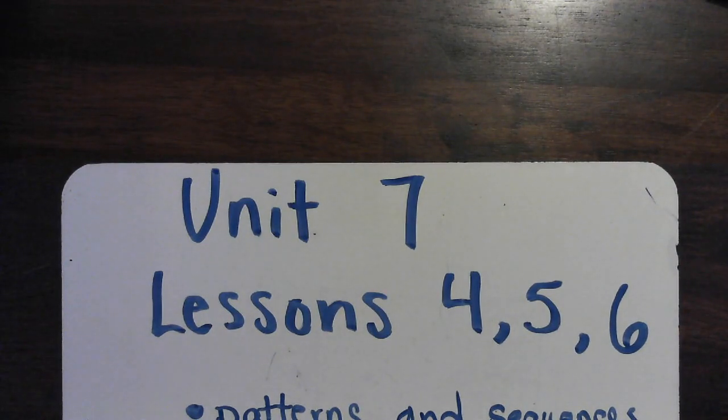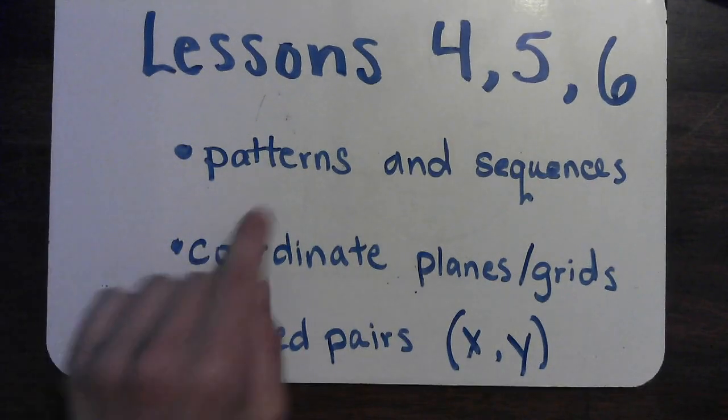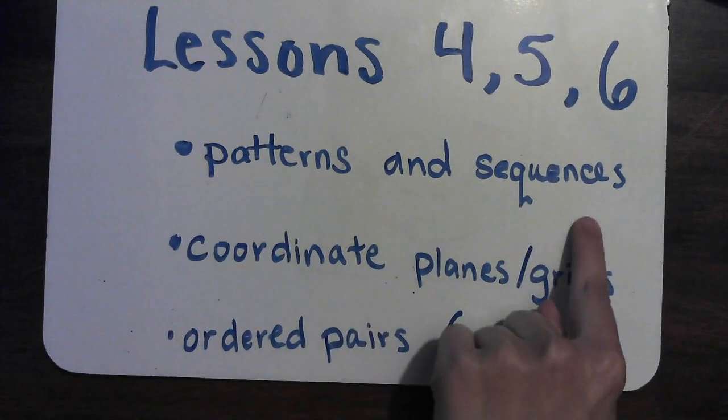Our learning this week is going to be focusing on Unit 7, Lessons 4, 5, and 6. So Lessons 1, 2, and 3, we worked on expressions and simplifying and evaluating them. Now, the second half of Unit 7 is a little bit different. We're going to be looking at number patterns and sequences.